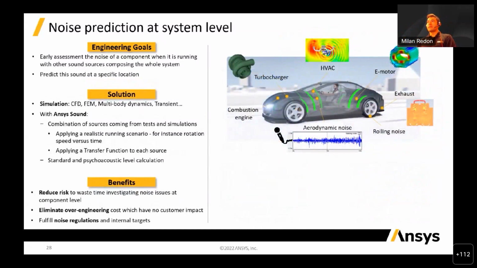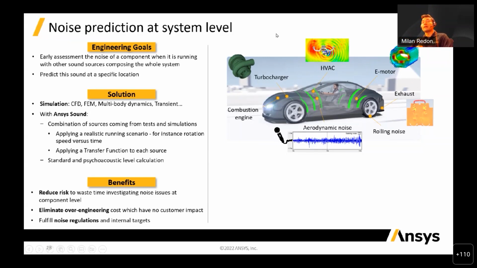Right. Here is the third application that we wanted to show with NC Sound: combining all the sound sources together to assess the noise at system level and to predict the sound of a component at a specific location. We take this example of a car where some noise sources can be more or less easily simulated, and others are better obtained with measurements, like rolling noise, for example.